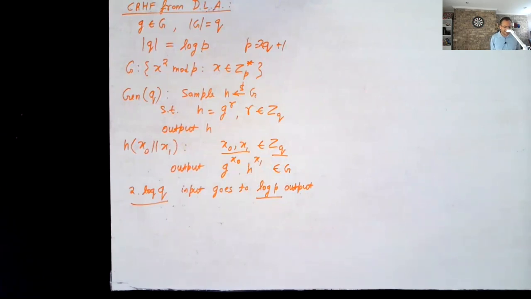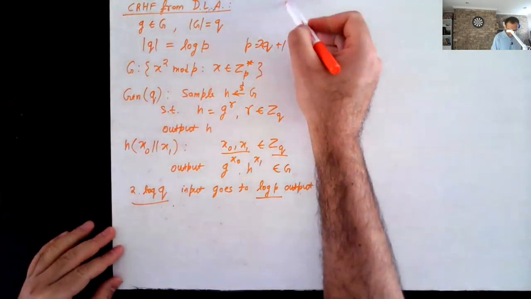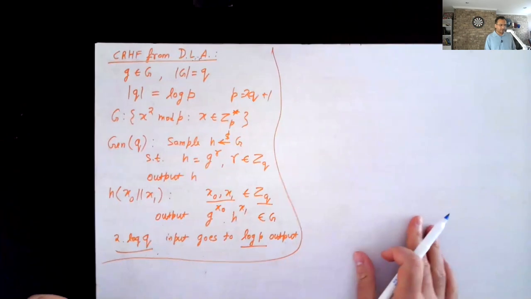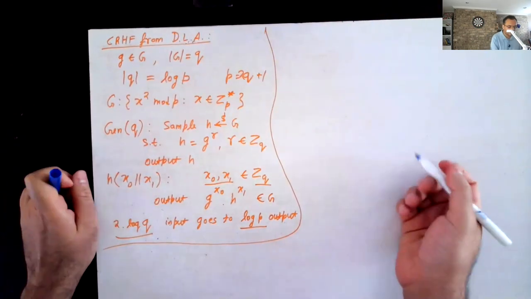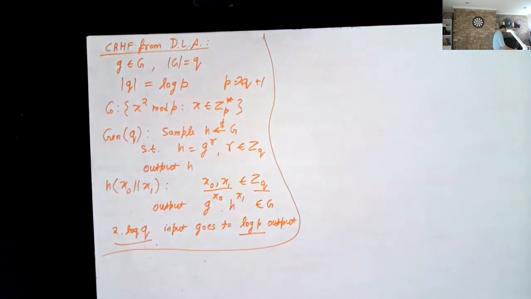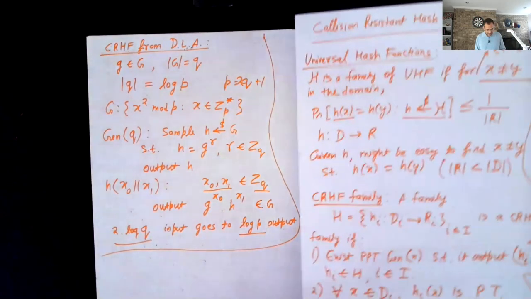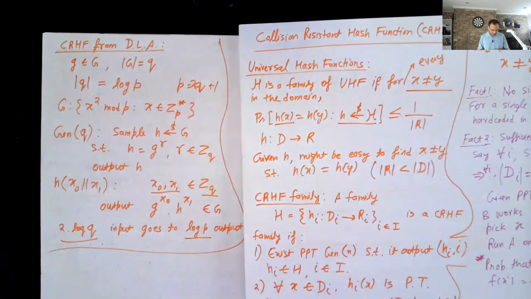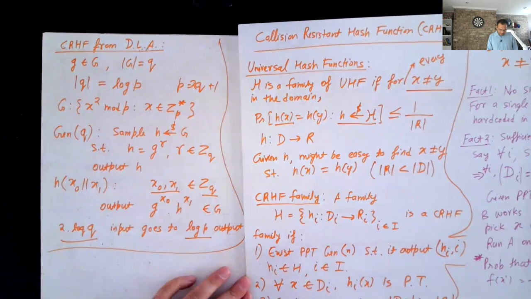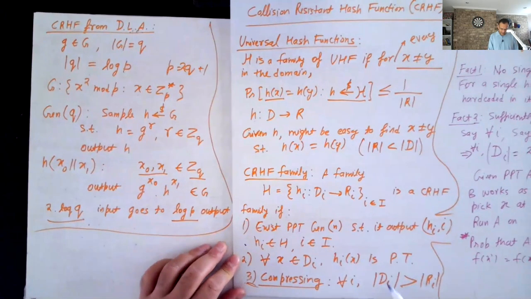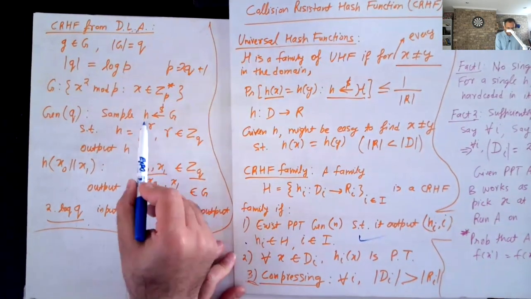So why is this collision resistant? Maybe let's look at the definition of the CRHF here, and I'll try to convince you that everything except the collision resistance property obviously holds. The first property requires that you should be able to sample the hash function. And this, of course, is true. Sampling the hash function is just sampling a random element from the group.